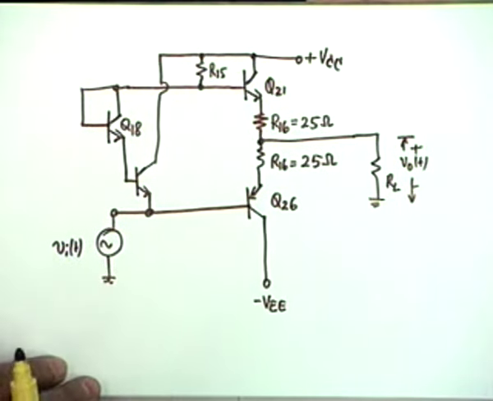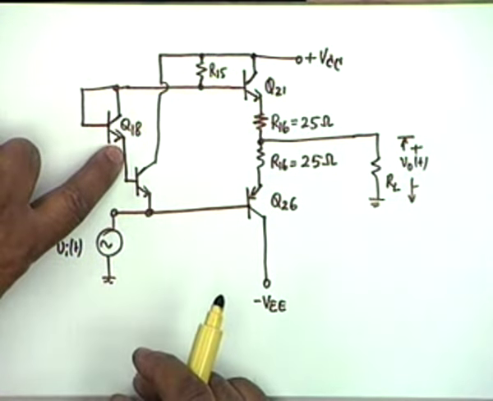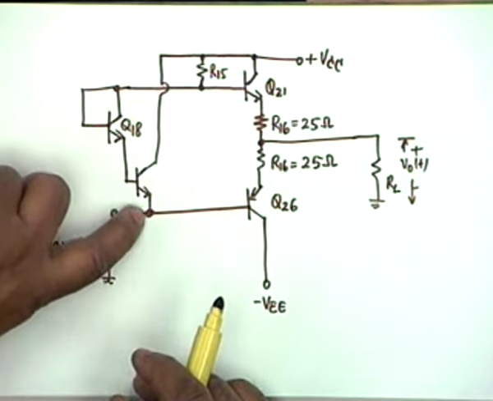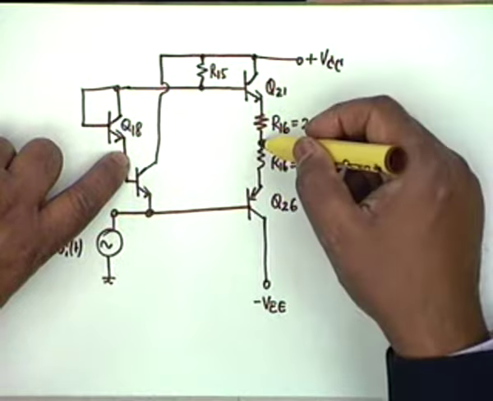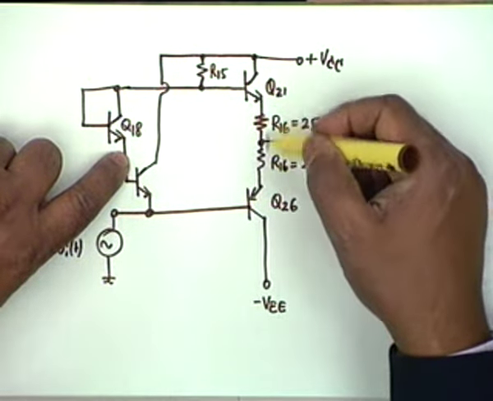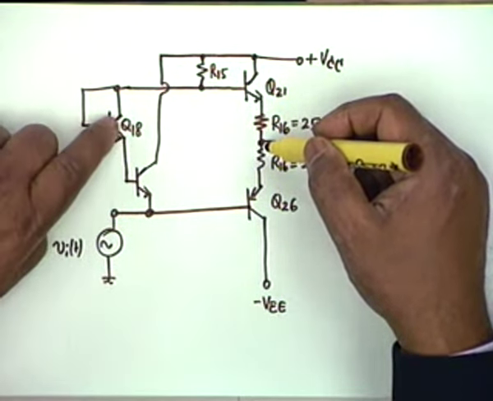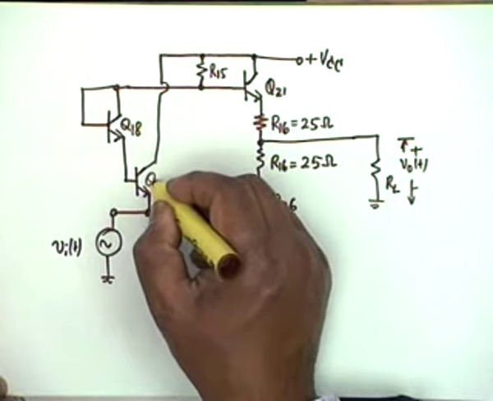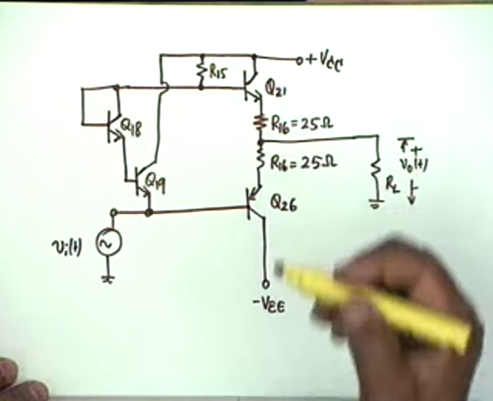Does this make a difference? As far as the balancing is concerned, this base to emitter shall be 0.7 and this base to emitter shall also be 0.7. All that we needed was that this junction should be at the same potential as this junction, and from symmetry there is no reason why these two voltages should not be equal. Q18 and Q19 are identical transistors, and therefore the VBE voltages at the base should be identical. Now why these R16s?